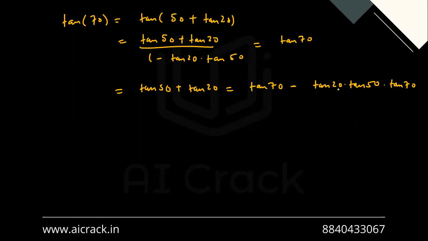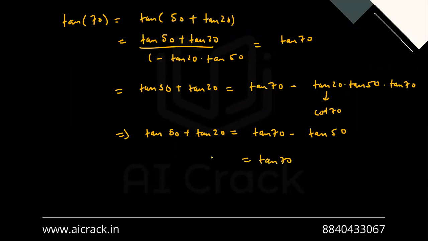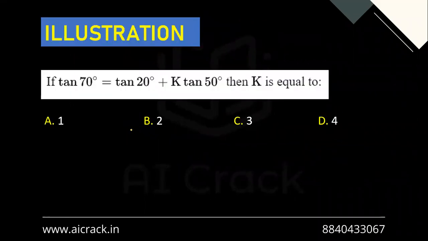Now I can write tan 20 as cot 70. This is nothing but cot 70. So this and this get clubbed and that will become 1. So now this will become tan 50 plus tan 20 equals tan 70 minus tan 50, right? So basically we get tan 70 equals 2 times tan 50 plus tan 20. So 2 is the correct answer. K value is 2. Yes.